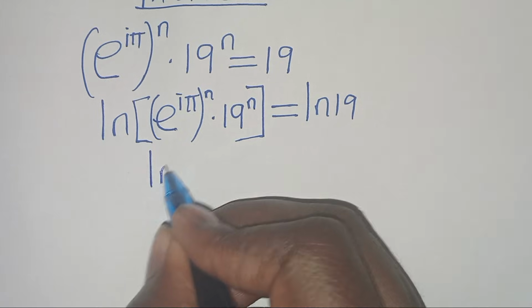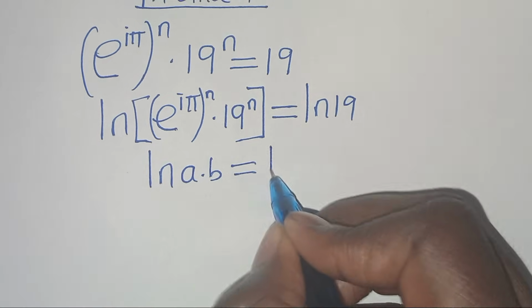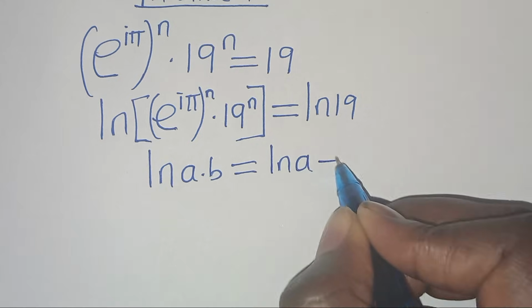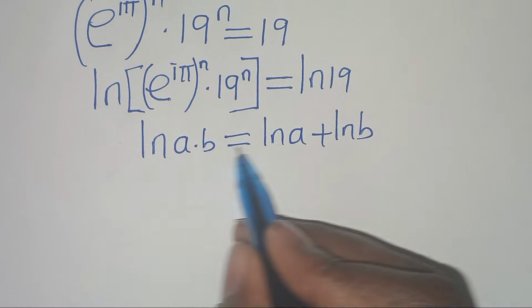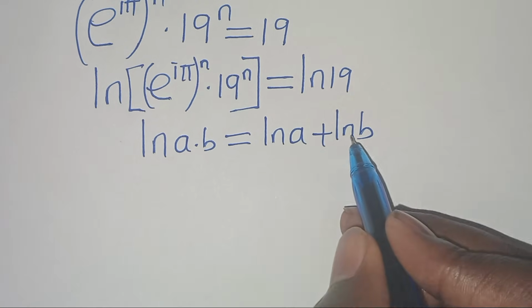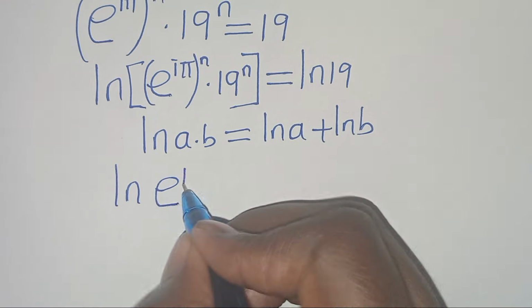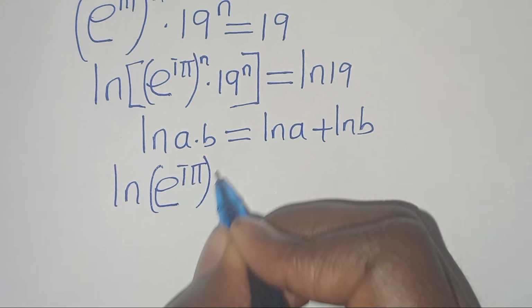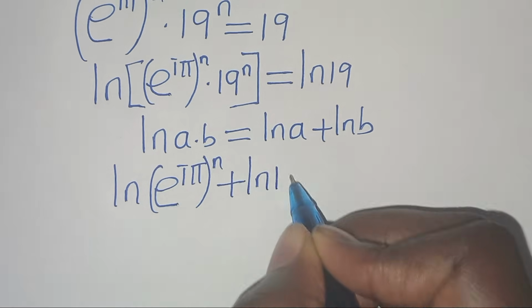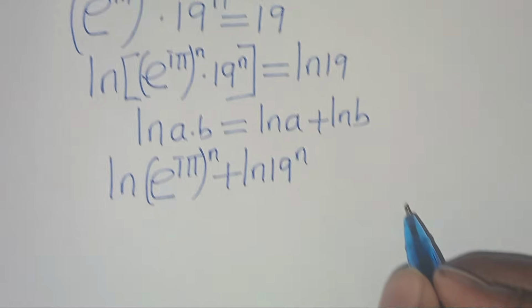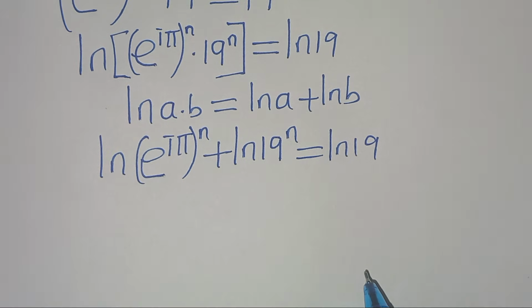This is in the form of ln of a times b, which we can express as ln of a plus ln of b. Applying this natural logarithm property here, then we have ln of (e to the power of i pi) raised to the power of n, plus ln of 19 to the power of n, equal to ln of 19.